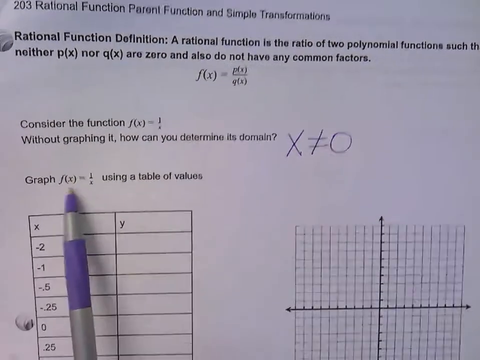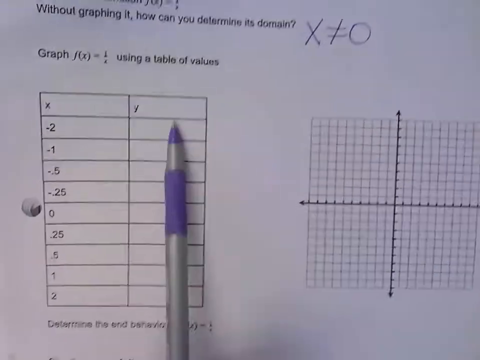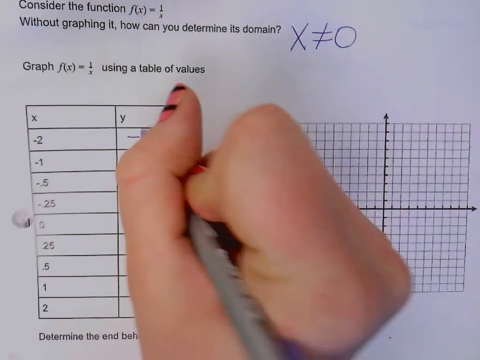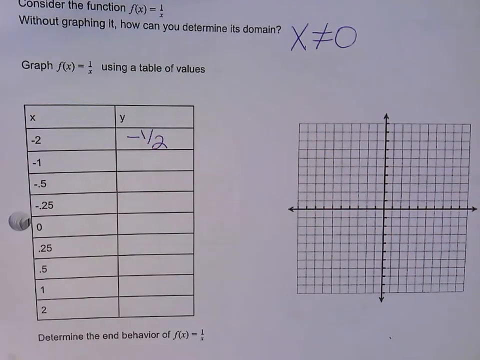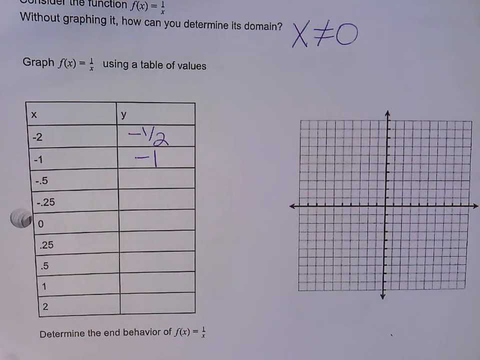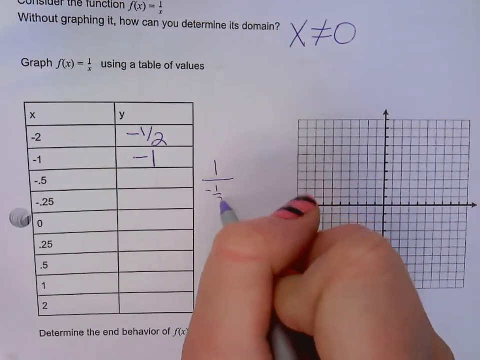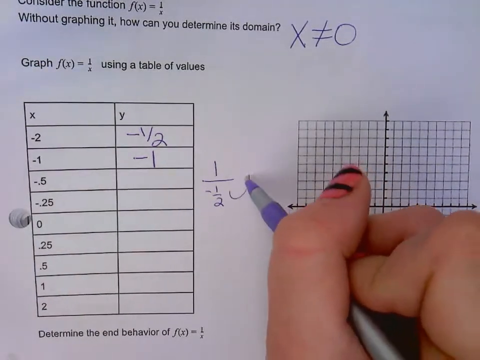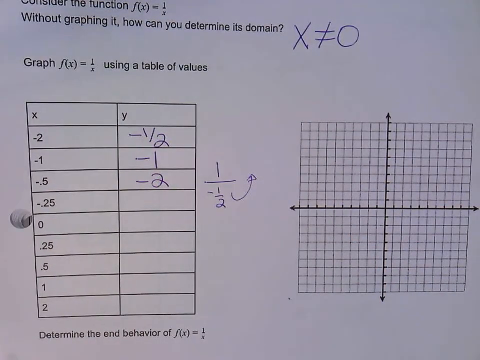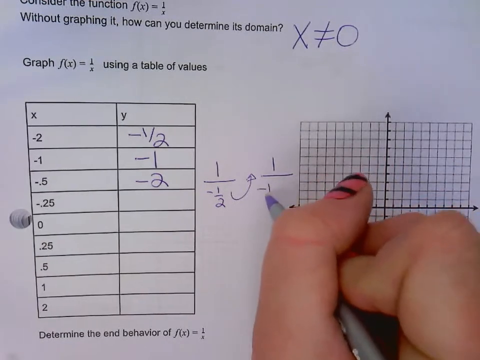All right, so let's graph this function using a table of values. So let's generate a table of values first. If I plug in -2, I'm going to have -1/2 as my y value. If I plug in -1, I'm going to have -1 as my y value. But what happens if I plug in -1/2? So what is 1 divided by -1/2? You flip and multiply by the reciprocal. So you actually get -2 as the result, right? 1 divided by -1/2. How many half dollars are in a dollar? There's 2.